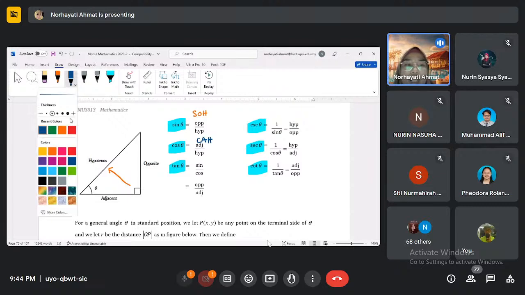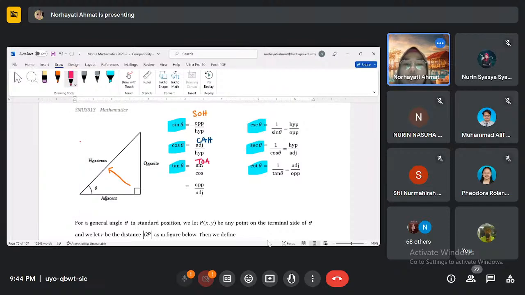Alright, and for tangent we use TOA. Tangent is opposite over adjacent. So you need to memorize this: SOH CAH TOA. This formula comes from a right angle triangle, where we use the concept of the Pythagorean theorem.